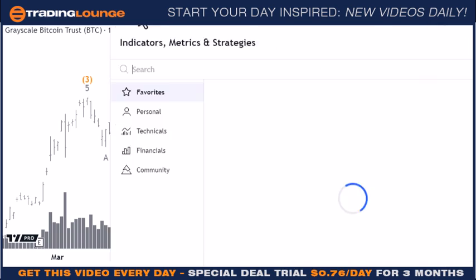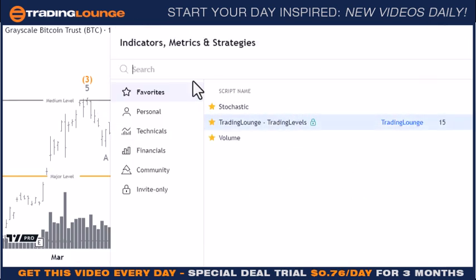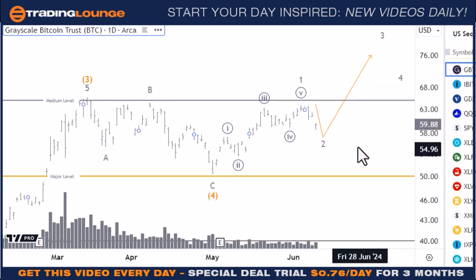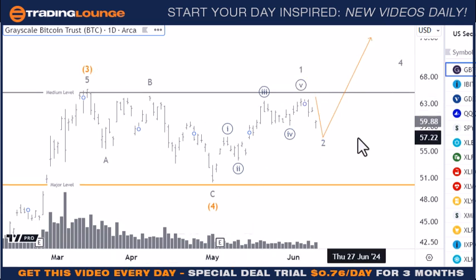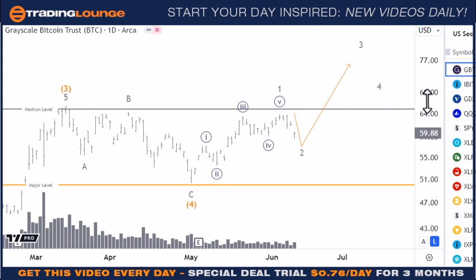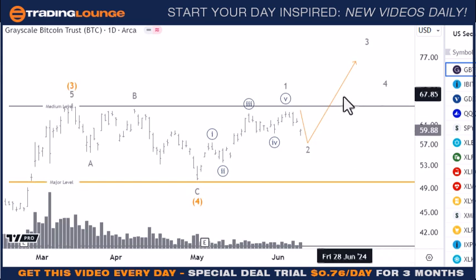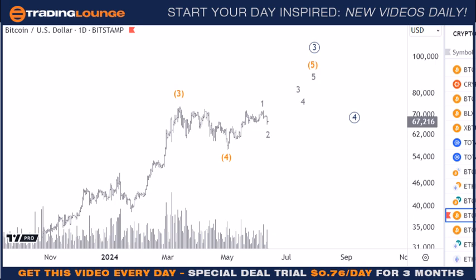And I'll just want to put on the trading levels for this here. So basically 3, 4, and 1 and 2 here, very much in line with a lot of other markets around the world in terms of stocks and so on. So coming back to Bitcoin here, we're looking at 1, 2, 3, 4, 5 to the upside.